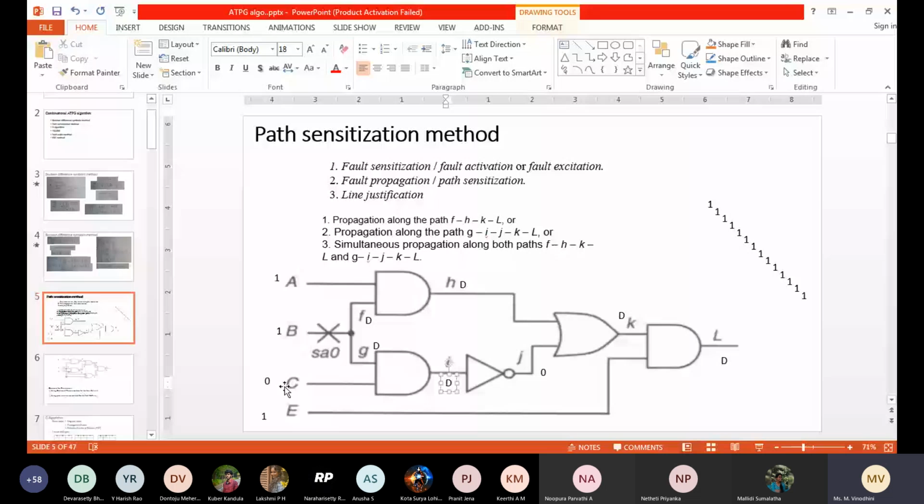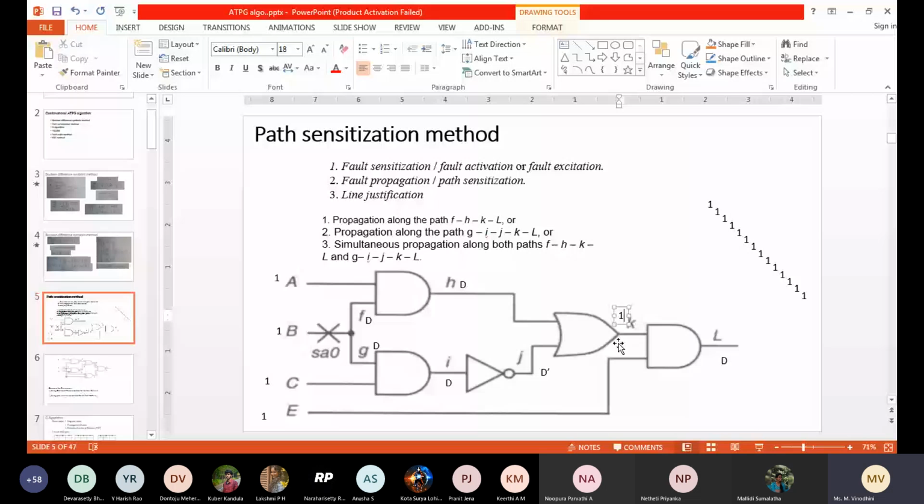At the same time, from G, D, I need to take it to I. What should be my C? Simultaneously, I need to propagate. 1. Okay. Now, this is D. What will be my J? D bar. Okay. What will be my K now? 1, ma'am. Are we able to propagate the fault now?